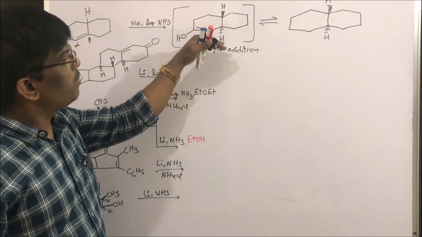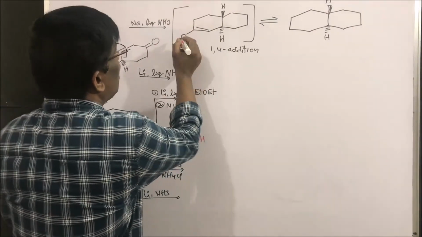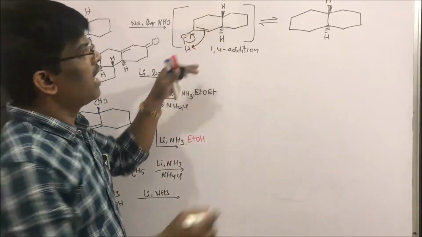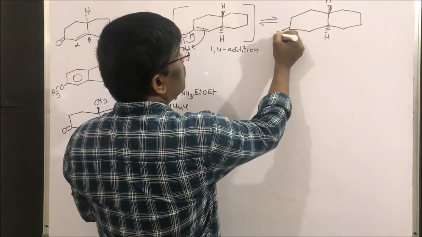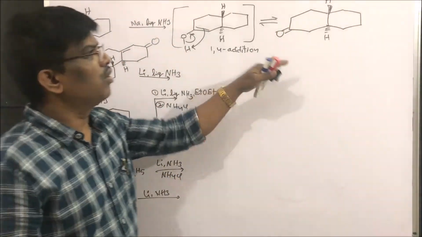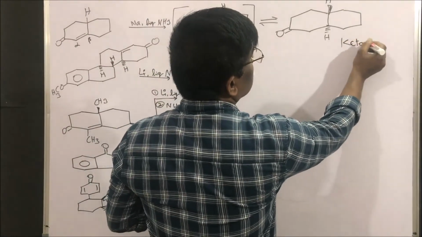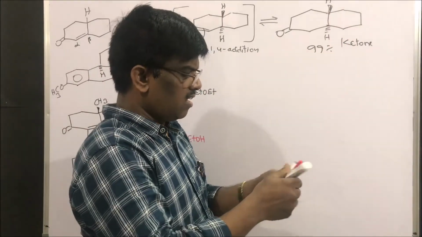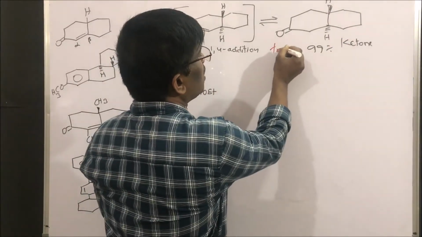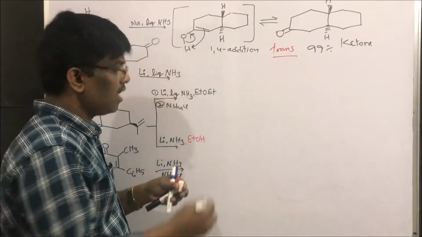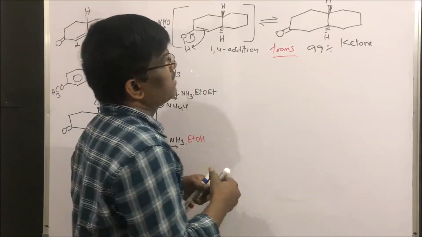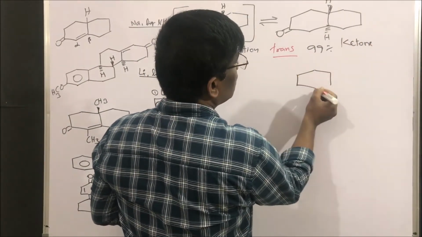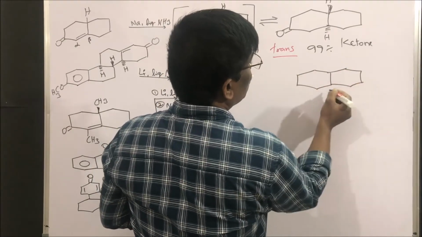So this is the intermediate enol. So how is it going to proceed? It is going to take up this proton, and it is going to be like this keto form, ketone. This is 99%. These hydrogens are trans to each other. The trans compound is 99%, plus 1% is the cis alkene also obtained.